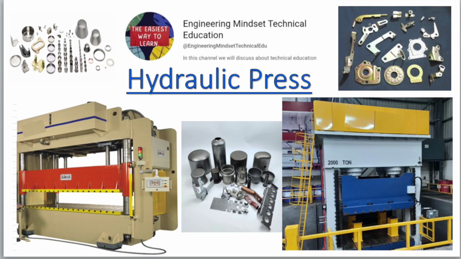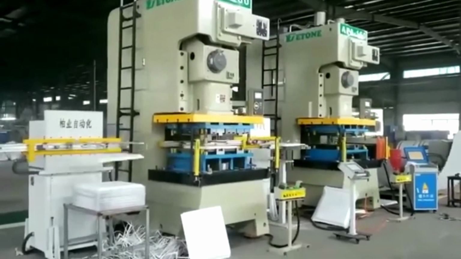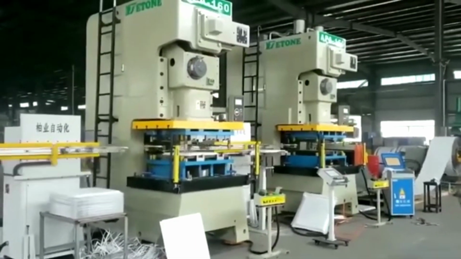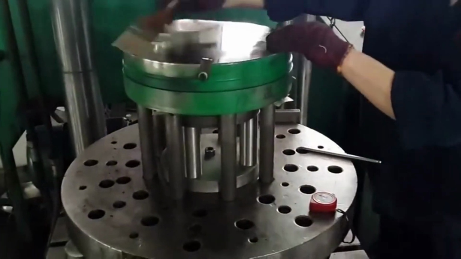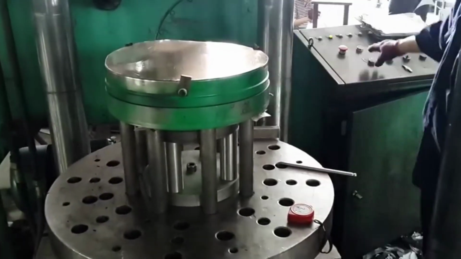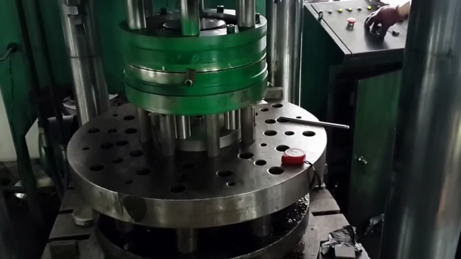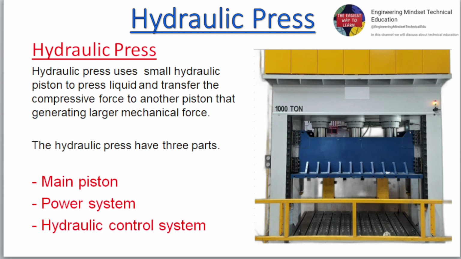Hydraulic press. Hydraulic press uses a small hydraulic piston to press liquid and transfer the compressive force to another piston, generating larger mechanical force. The hydraulic press has three parts: main piston, power system, hydraulic control system.